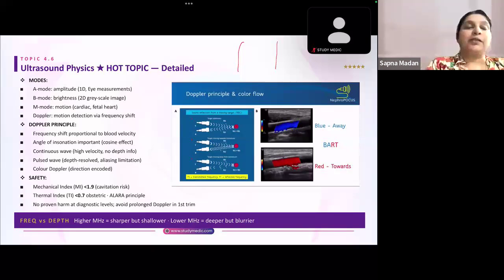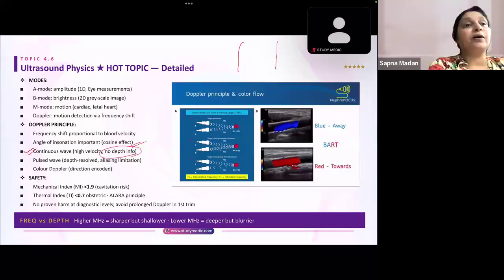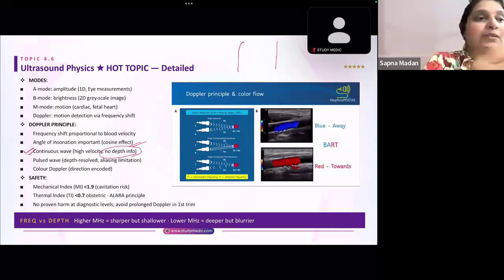The angle of insonation, how you keep your probe, is also important, because of the cosine effect. Continuous wave has high velocity and there is no information on the depth. Pulsed wave, if you're giving a normal Doppler, it is not going to give you depth information, but a pulsed wave Doppler will give you information even on the depth. So that is the difference between a normal Doppler and a pulsed wave Doppler.